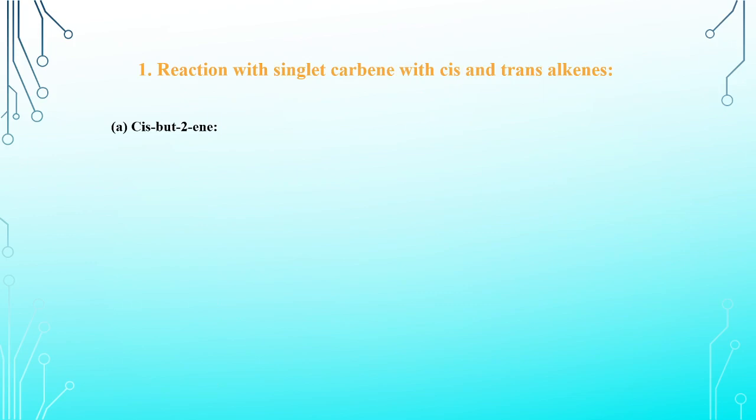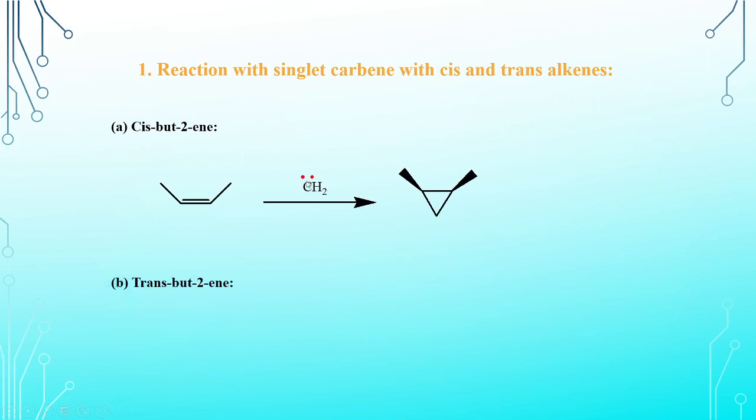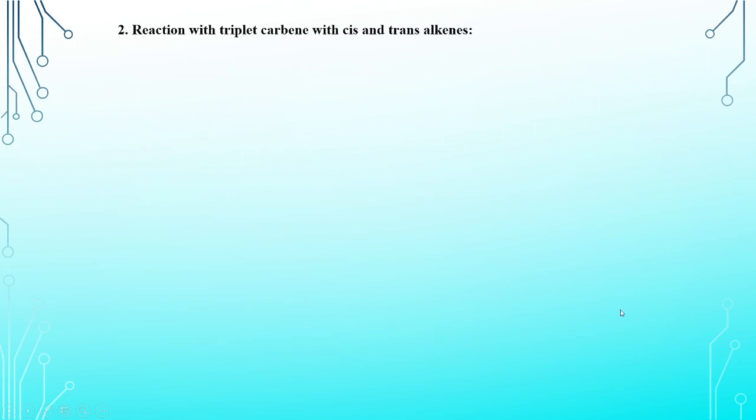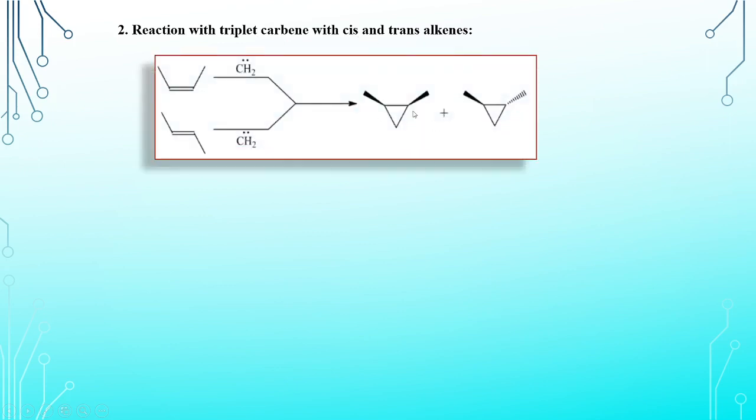This is the reaction: cis-2-butene reacts with this CH2 carbene, it gives only one product, and the carbene is a singlet carbene. When singlet carbene is reacted with trans-butene, it gives the trans product, only one product. Means when the singlet carbene is reacted with cis or trans butene, it gives only one product. But when the triplet carbene reacts with cis and trans alkene, it gives a mixture of these two products. This is because the addition of triplet carbene is non-concerted due to the presence of unpaired electrons, and it forms only one bond in the first step.